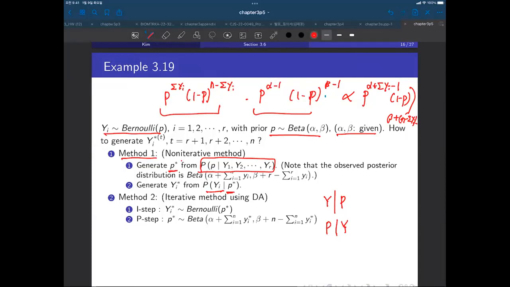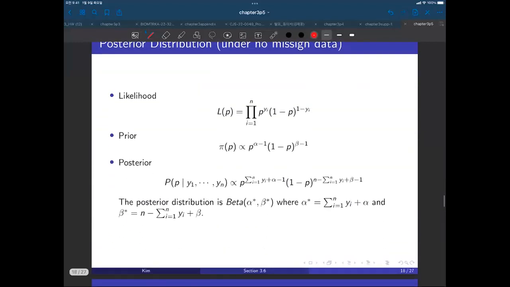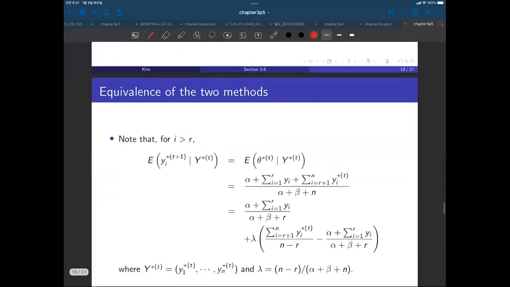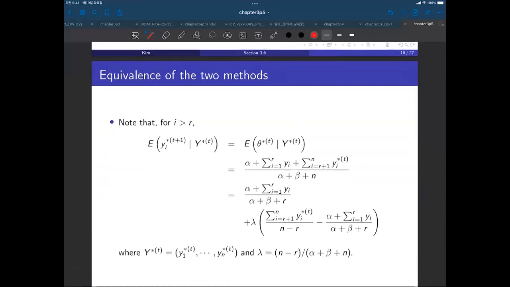What I like, as in the homework, is that I can give you two ways of solving the same problem and check whether they are equal. So I'm going to do the same thing here. This I already covered. So this is the equivalence of the two methods.